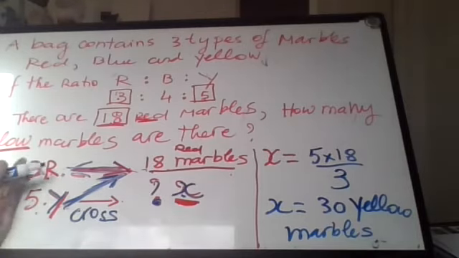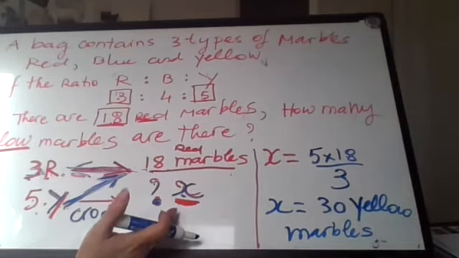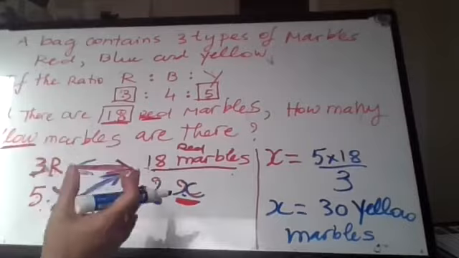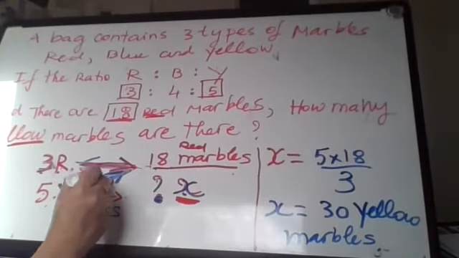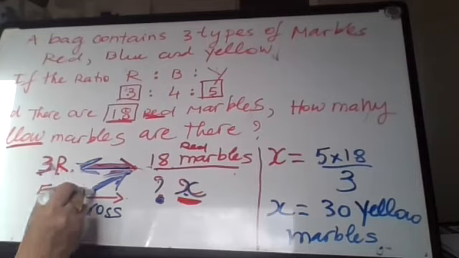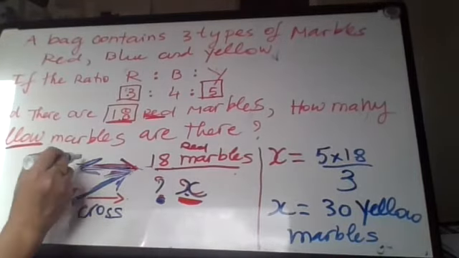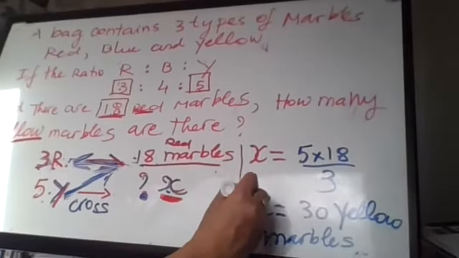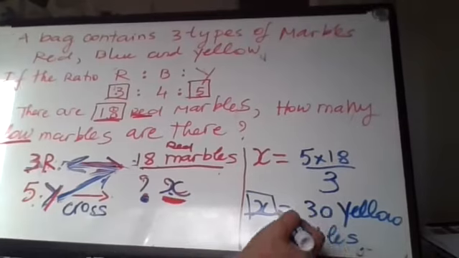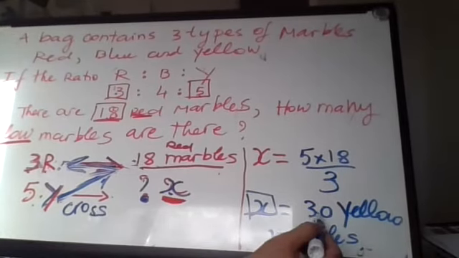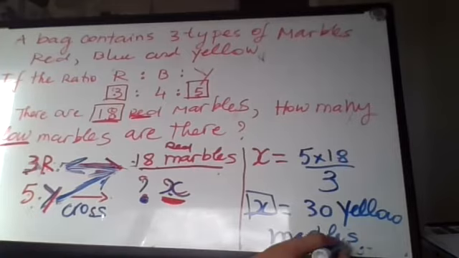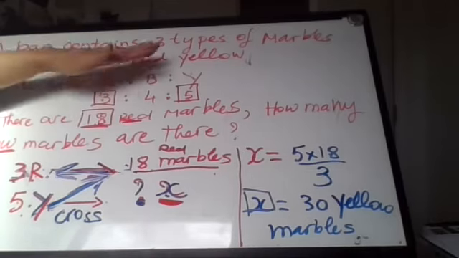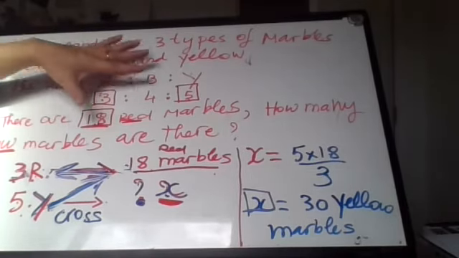So now you have 3 numbers, and you want to find out the 4th one in an equivalent ratio like this. You can find it using cross multiply, divide. So cross multiply, divide. 5 times 18 divided by 3. That's all you have to do. And after that, you get the answer: the marbles of yellow is 30 of them. 30 yellow marbles.